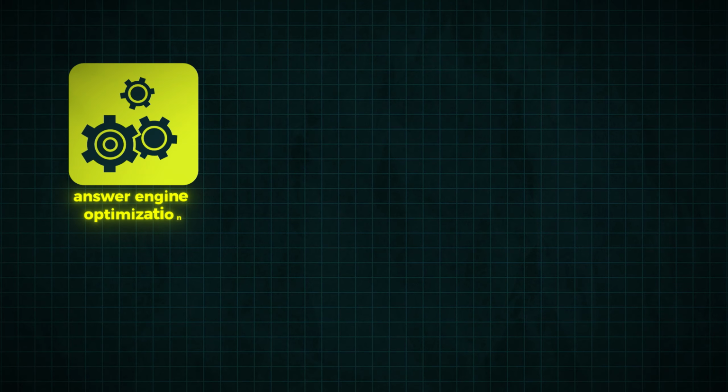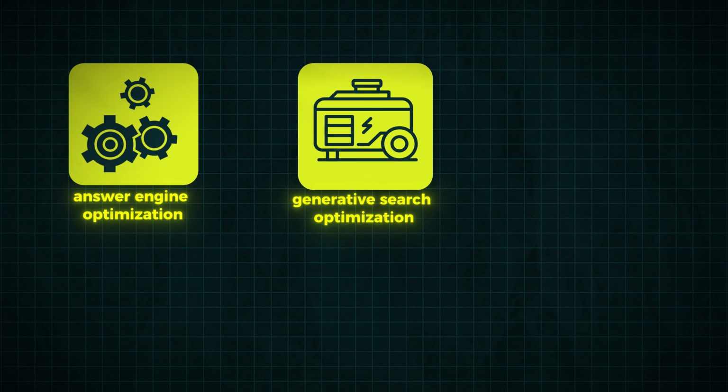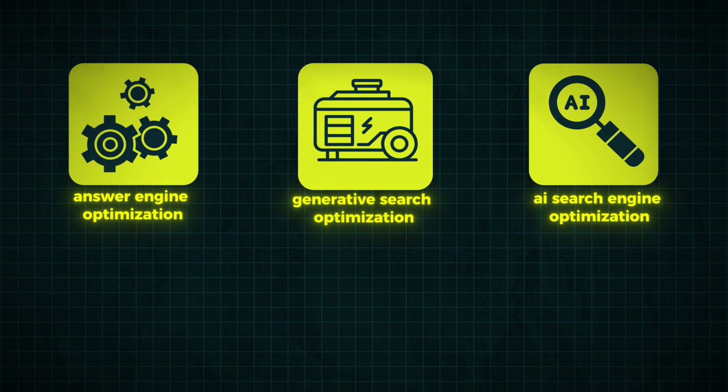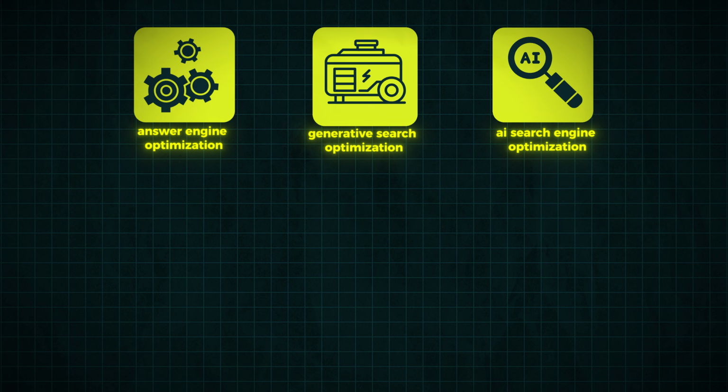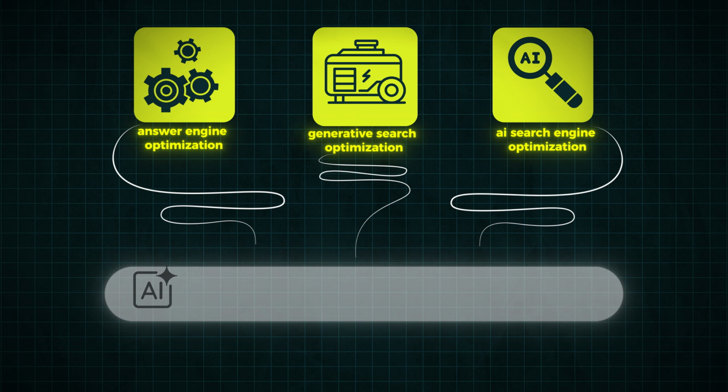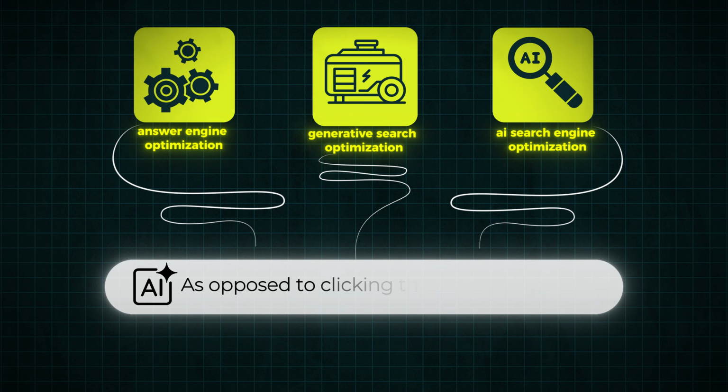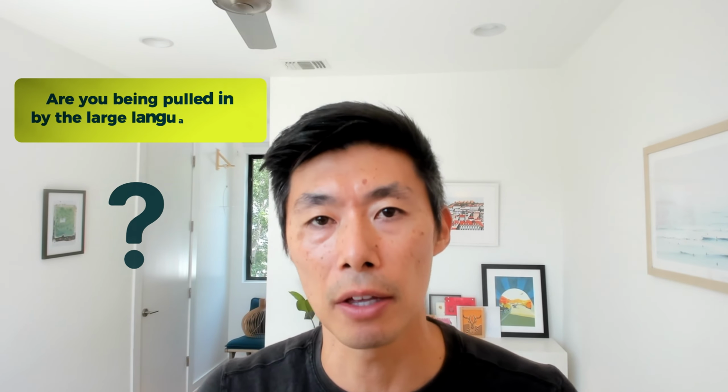language models. You may have heard of terms like answer engine optimization, generative engine optimization, AI search optimization. It's all referencing the same thing, which is now that users are searching AI and getting answers directly from AI as opposed to clicking through on a blue link. So now it doesn't matter how good your content is or where you're ranking, but more important is, are you being pulled in by the large language models?